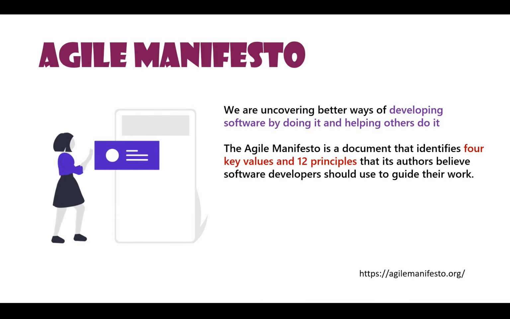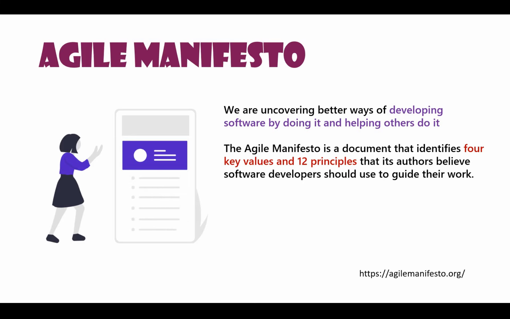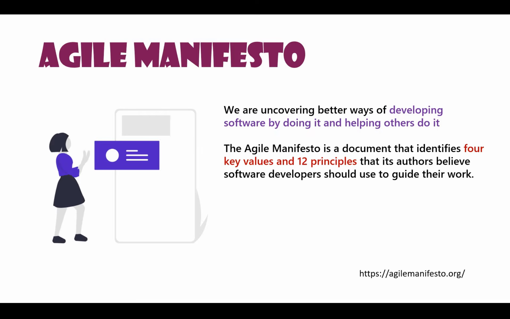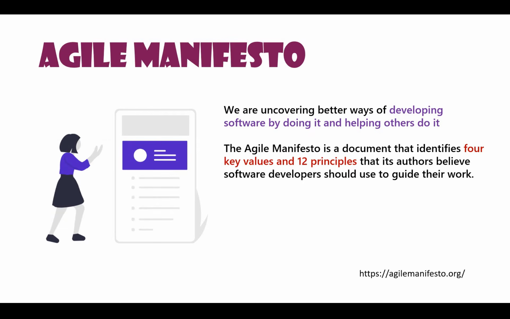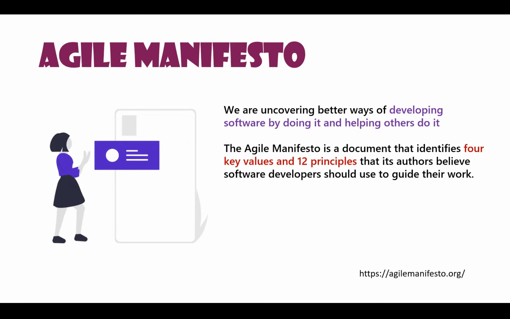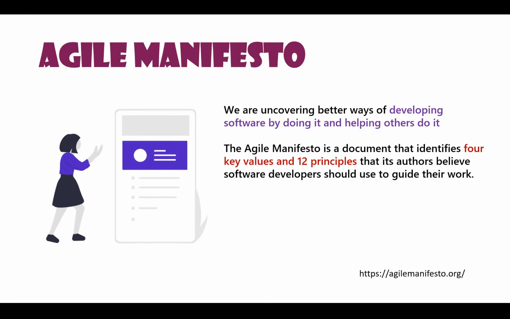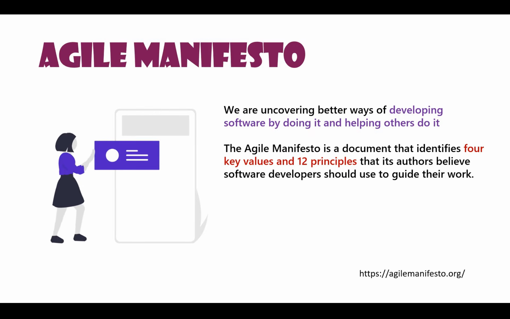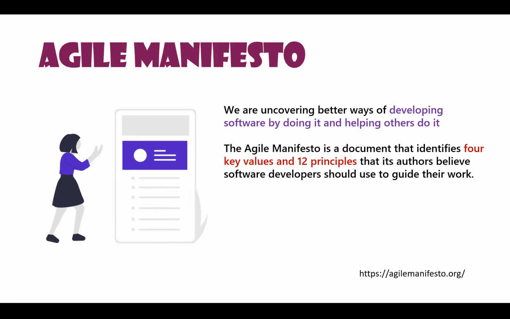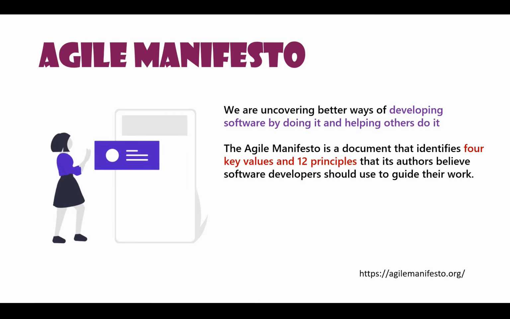So the Agile Manifesto is the document that identifies the 4 values. There are 4 values as part of the Agile Manifesto, and there are 12 principles, that the authors believe software developers should use to guide their work. It's not mandatory or forced, but these are things which help us have better software development, better collaboration, better flexibility, and better adapting to changes, so we can release better software to market at very frequent, short intervals. It's time boxed or Kanban kind of things.